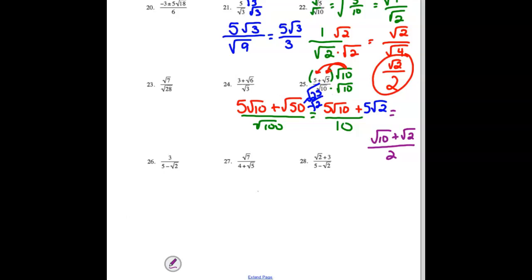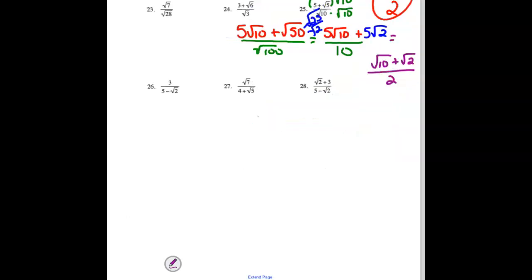All right. We're going to look at 2 more. Notice on these last few that the denominator now is the one that has the 2 pieces. So let's look at number 27.